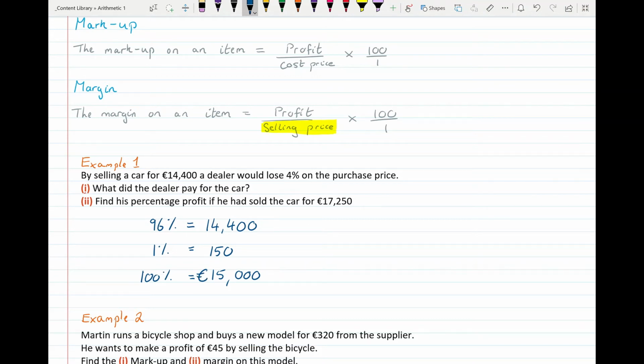The second part then asks us to find the percentage profit if he had sold the car for 17,250. Well, we'll work out his profit. He sold it for 17,250 and he had bought it in for 15,000. So he made a profit of 2,250 euro. Percentage profit then is his profit over cost price. So his profit 2,250 over how much it cost him, the 15,000, and multiply that by 100 over 1. It works out to be 15%. So his percentage profit was 15%. The only thing you need to watch out for there is remembering to put it over the cost price.